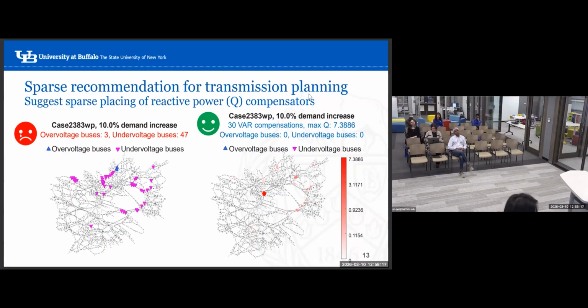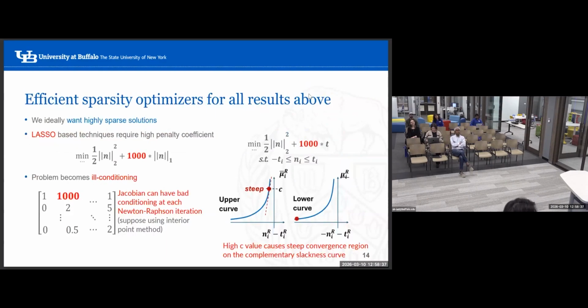So now that we have voltage issues, let's restrict all the compensations to be only reactive power. And by comparison, you can see that we recognize 30 locations on this very big network to install new reactive power compensators. And that can mitigate all the voltage violation issues. So for all these results above, a key thing is sparsity. The key thing is to get a sparse solution.